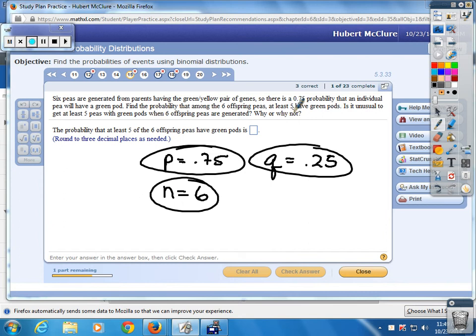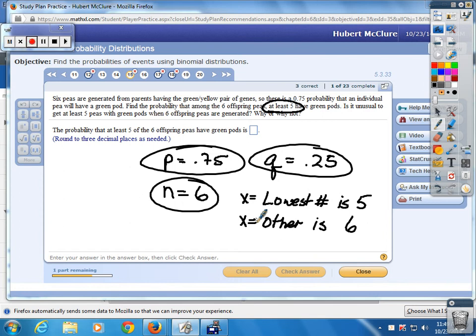Therefore, well, we've got to think here, because this at least means that your lowest number is 5, and your other number is 6. So we've got x equal to 5 and x equal to 6. We can't put two numbers in for x. Well, then that means you're going to have to do it two times.